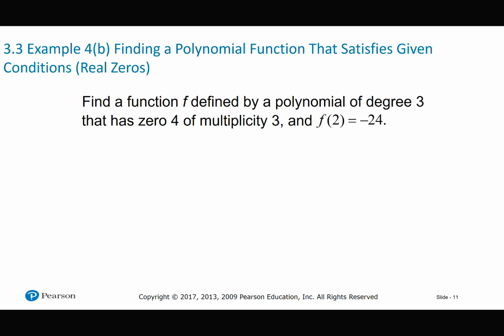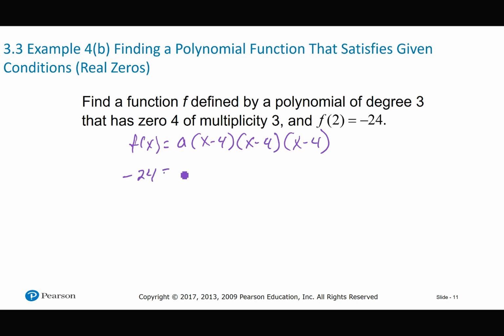Okay, multiplicity of 3 means repeated zeros. So if it has a 0 at 4 and a multiplicity of 3, that means 4 is a 0 3 times. And so my function f of x would be a times x minus 4 times x minus 4 times x minus 4. That's what that multiplicity of 3 means.